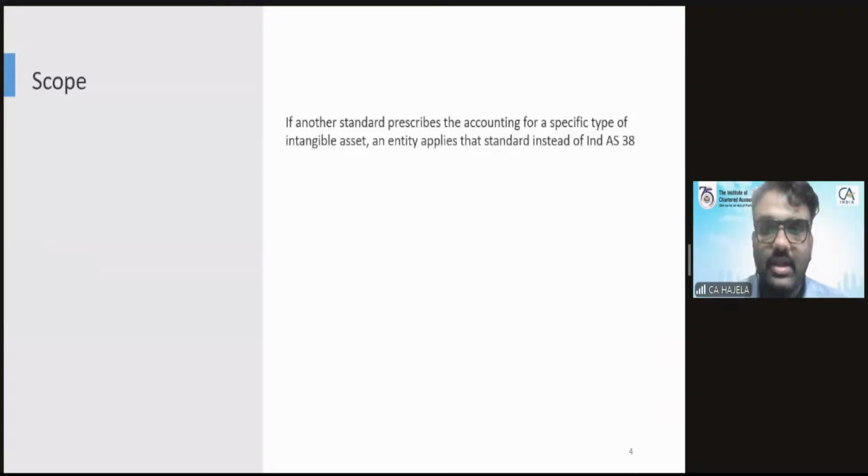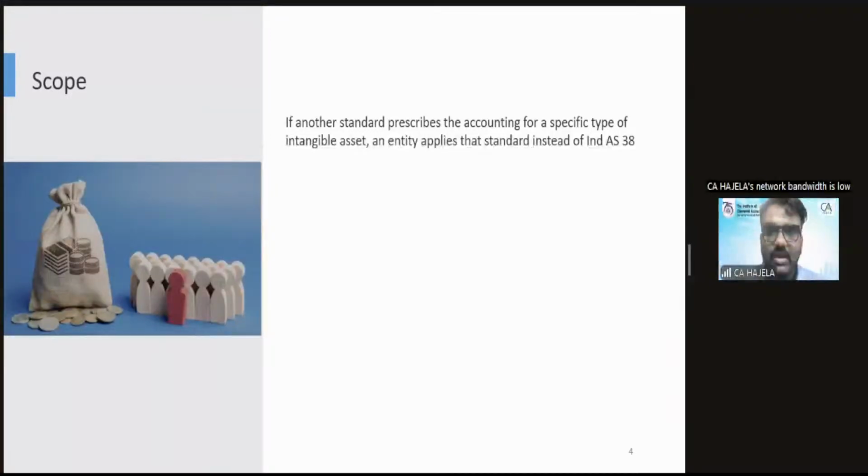That is applied over the general treatment given in Ind AS 38. Now let's study, for example, employee benefits. There are certain assets which arise from employee benefits, and those are intangible.